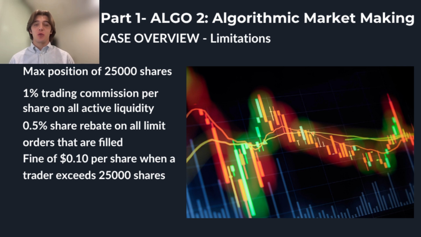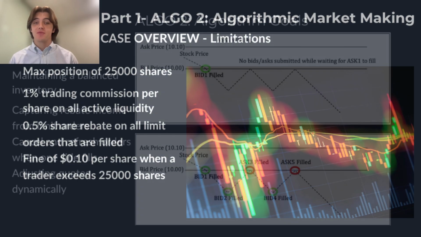Before looking at the code used to automate the trades within the case simulation, it's important to understand the limitations that have been set. Firstly, there is a max position of 25,000 shares. There is also a 1% trading commission per share on all active liquidity. Then there is a 0.5% rebate provided on all limit orders that have been filled. And finally, a 10-cent fine per share when a trader exceeds the maximum position of 25,000.